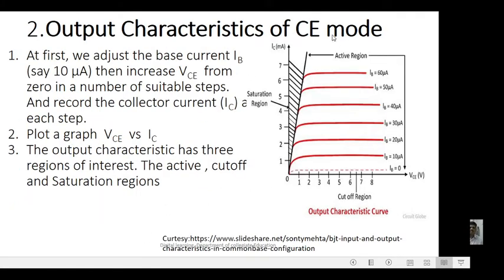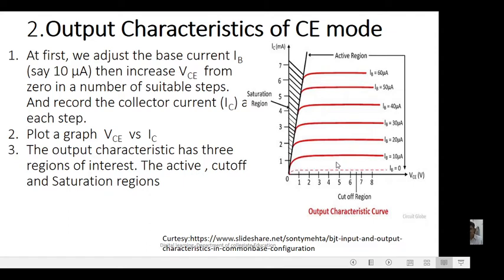Output characteristics of the CE mode. At first the curve is drawn. IC is taken along the y-axis in milliamperes, and VCE, that is voltage, is taken along the x-axis. So here a number of curves are formed.